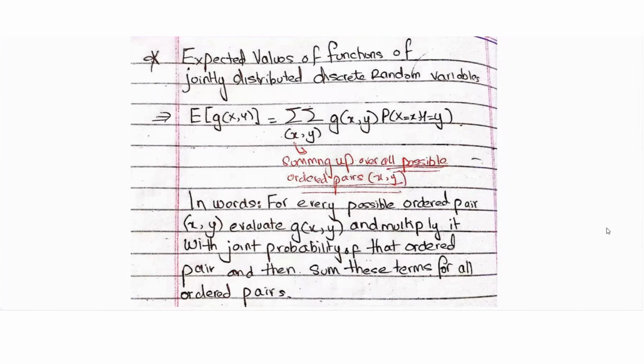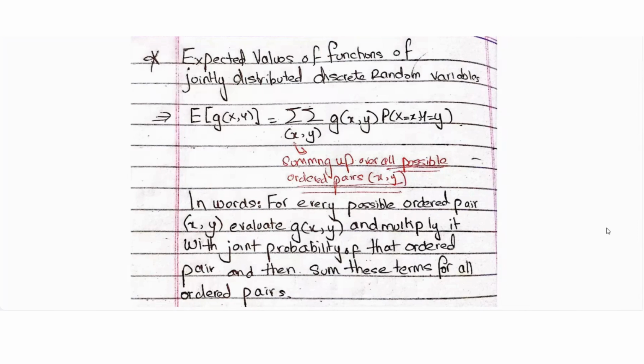We were looking at jointly distributed discrete random variables. We looked at the joint PMF. We looked at how we can answer probability questions for X and Y using the joint PMF. Then we looked at how we can find the marginal PMF of X and Y from the joint PMF of X and Y.